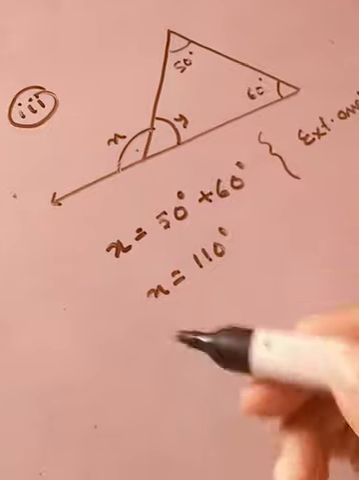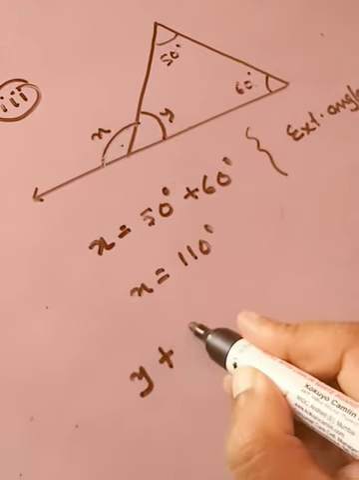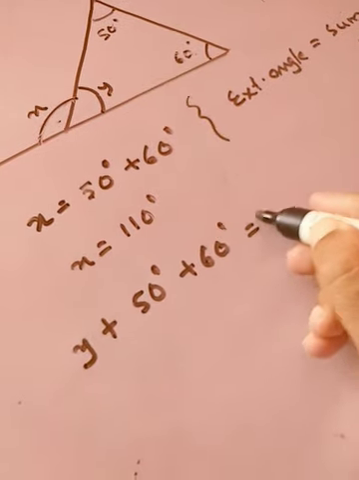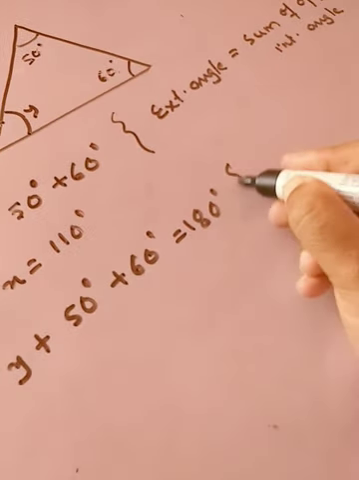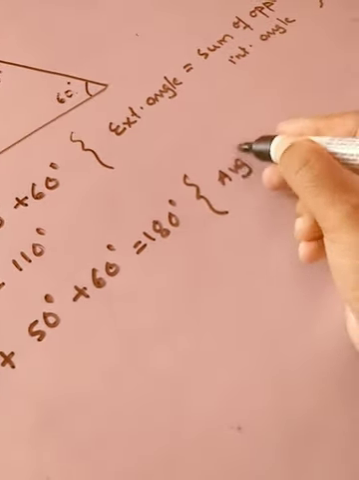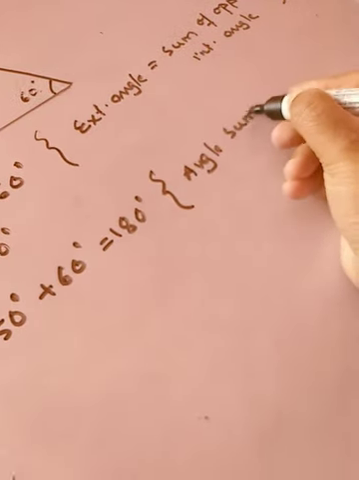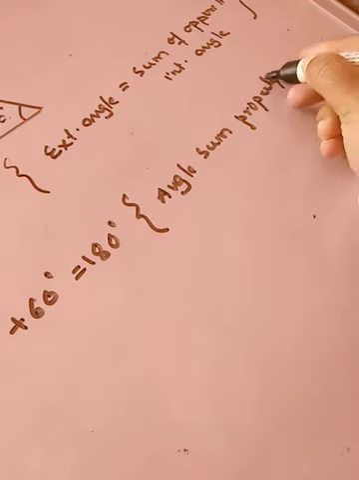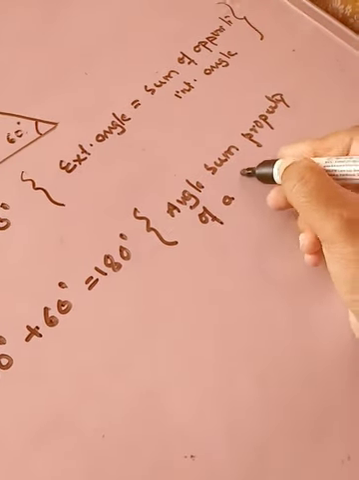Now how to get the value of y? It's very simple. y plus 50 degree plus 60 degree equals 180 degree. Again you have to give the reason: angle sum property of a triangle.